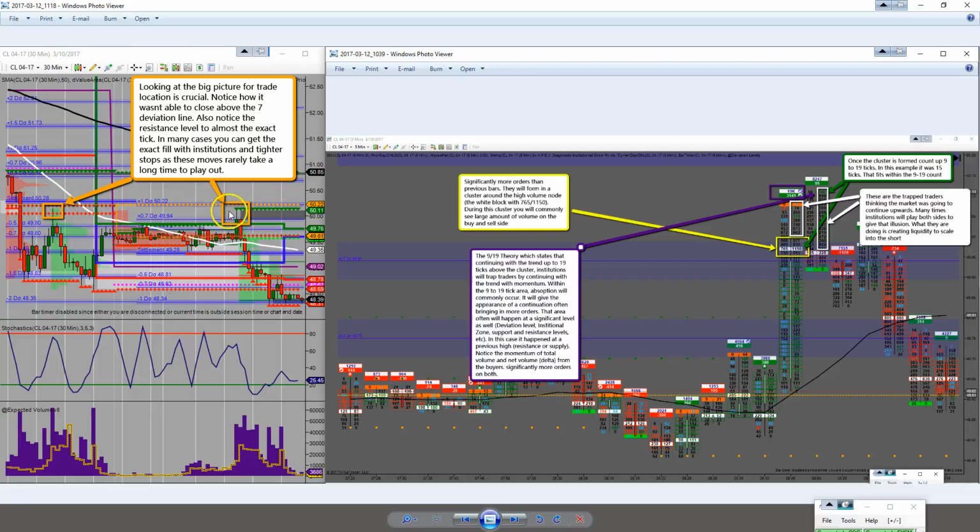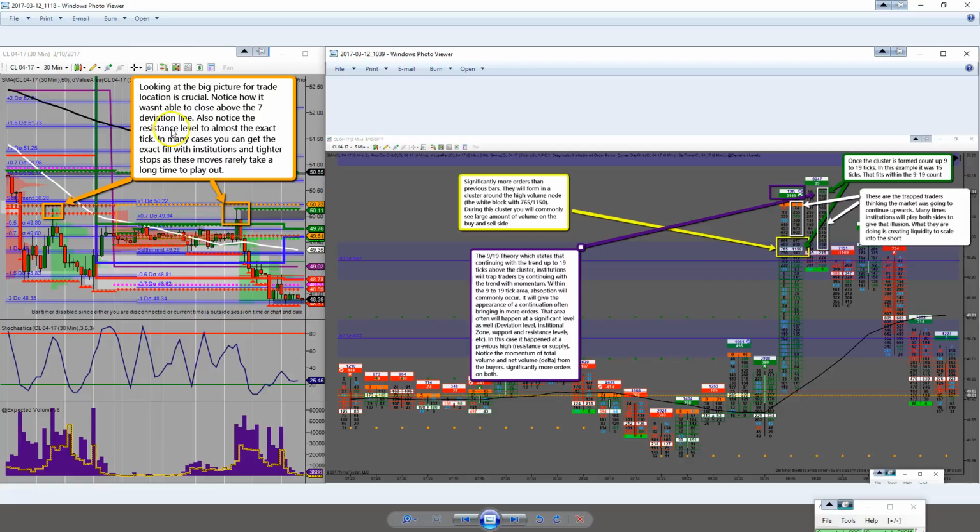So the 7 deviation up to the 1 deviation would have been an ideal trade location to start watching for these big cluster prints right here. Looking at the big picture for trade location is crucial. Notice how it wasn't able to close above the 7 deviation line. So it tried, and this is the price action that happens within it, and all these orders built in within that.